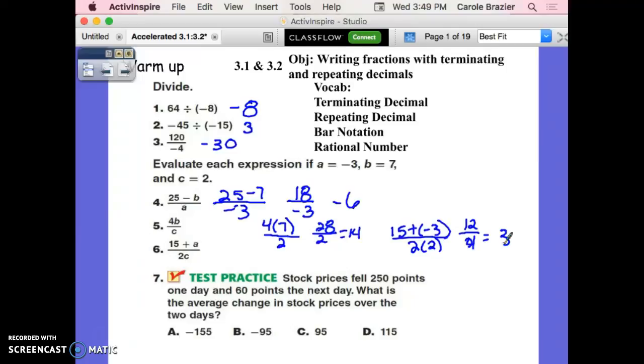When the stock prices fell, you should have gotten A, because you would have added 250 plus 60, which would have given you 310, and then you would have divided that by 2, and these are both negative, so you would have gotten -155.